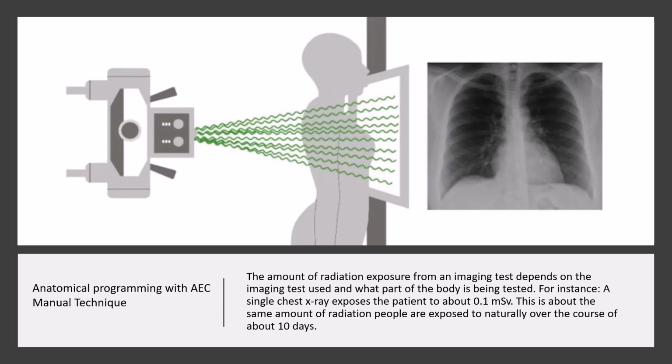When using anatomical programming with automatic exposure control as opposed to manual technique, the amount of radiation exposure for an imaging test depends on the imaging test used and what part of the body is being tested. For example, on an average person using a chest technique for a PA chest, you'll find that a single chest X-ray exposure is about 0.1 millisieverts. This is about the same amount of radiation that people are exposed to naturally over the course of 10 days. Very, very little.